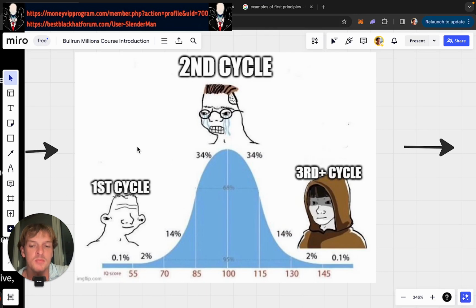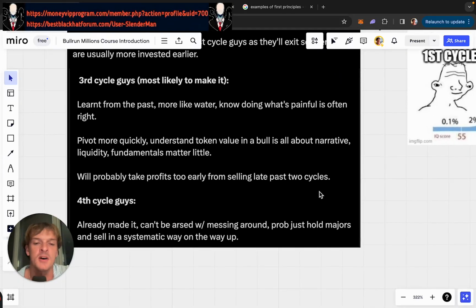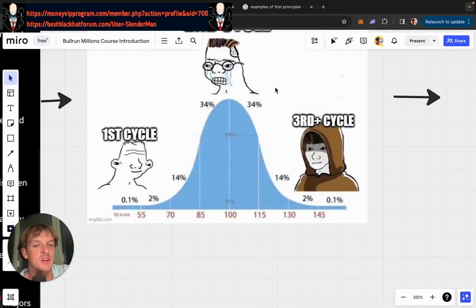This guy probably picked the right coins, but he probably just bought them at the wrong time. This guy tends to pick the wrong coins. And so when you're in your third cycle, you tend to know what to invest in and when to invest into it a lot better than in the other market cycles, okay?